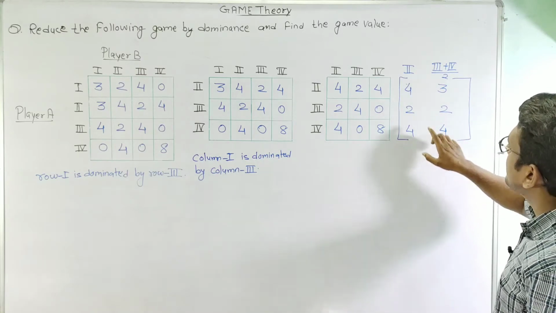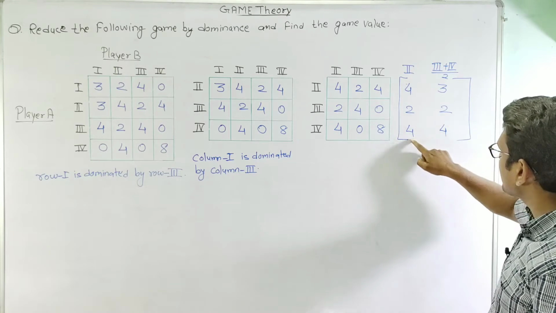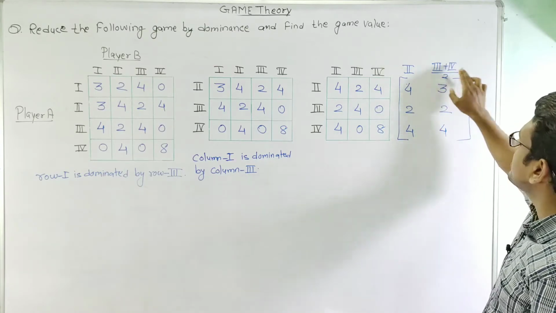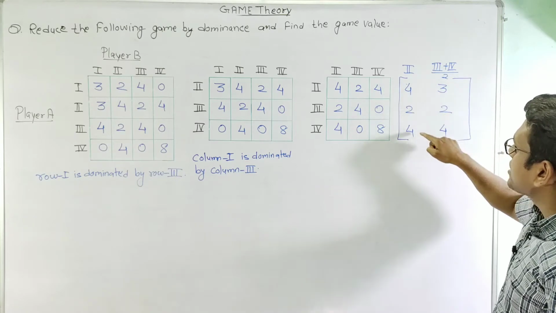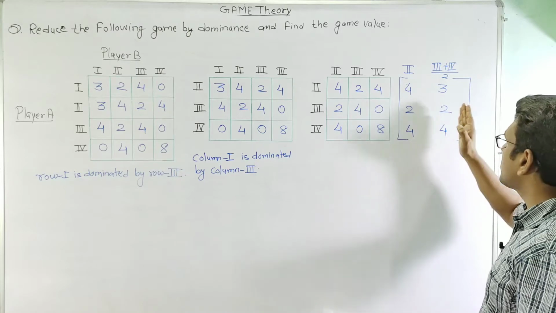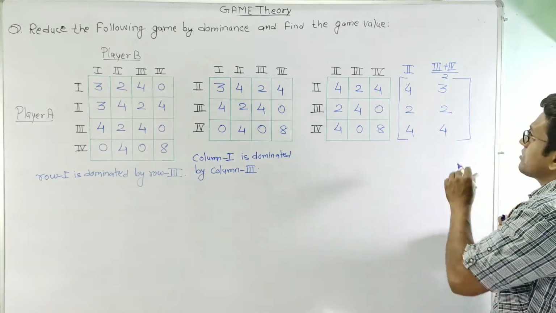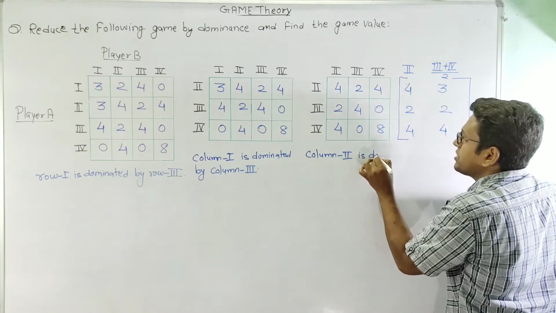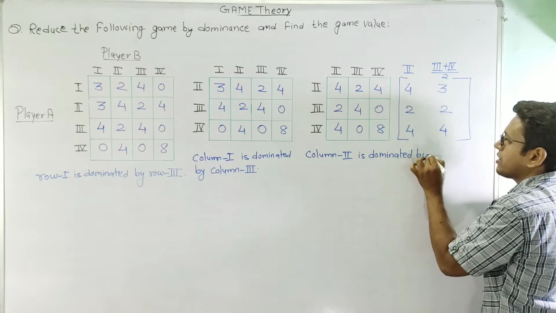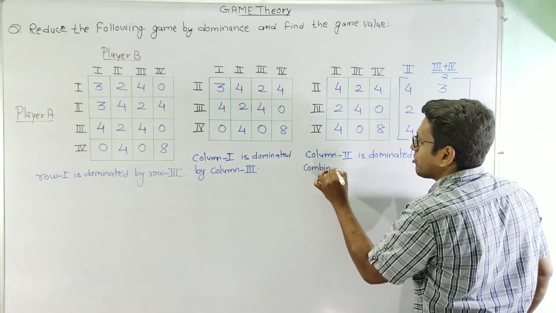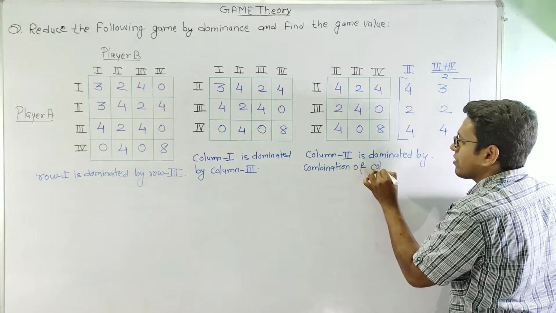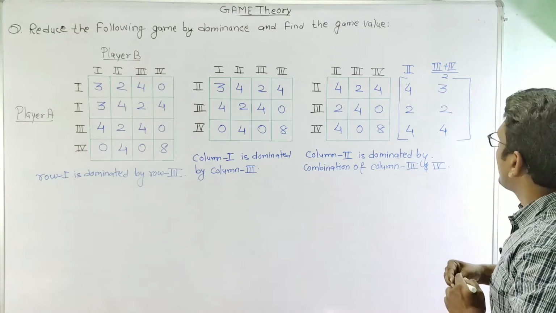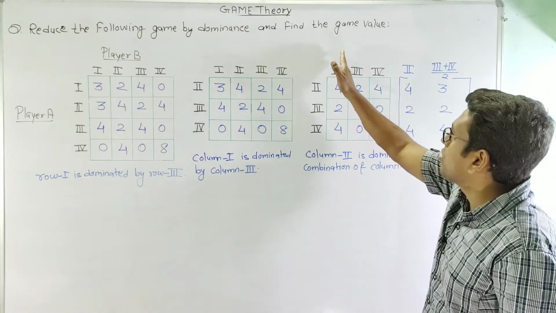So by comparing this, we can see that this is greater than this, this is equal to this, this is equal to this. This suggests that column 2 is dominated by the combination of column 3 and column 4, because each value in this particular column is either greater than or equal to the other values. So as a result of this, column 2 is dominated by the combination of column 3 and 4. Now as a result of this, we will eliminate column 2.